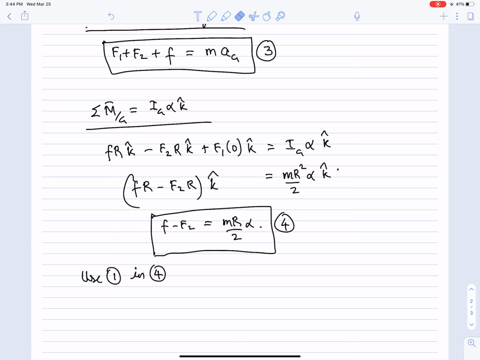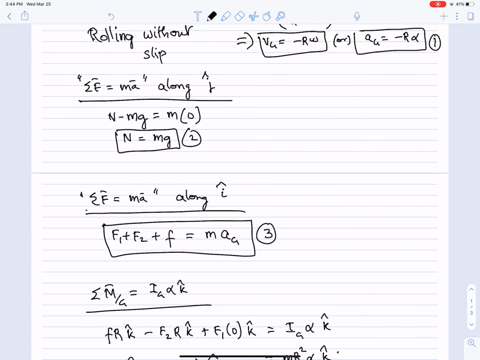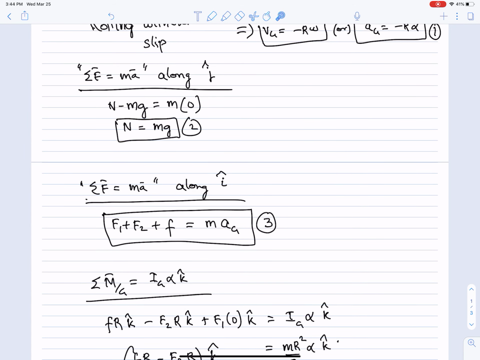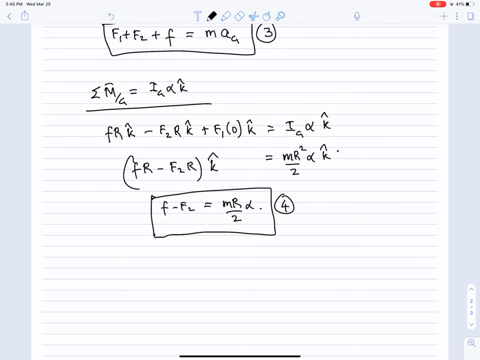Well, actually, before we do that, let's count the number of variables and the number of unknowns. What are the unknowns? The unknowns are Ag, alpha, the friction force F, which is an unknown. It is not equal to mu times N. And let's see, the normal reaction N. So the unknowns are Ag, alpha, the friction force F, and N.